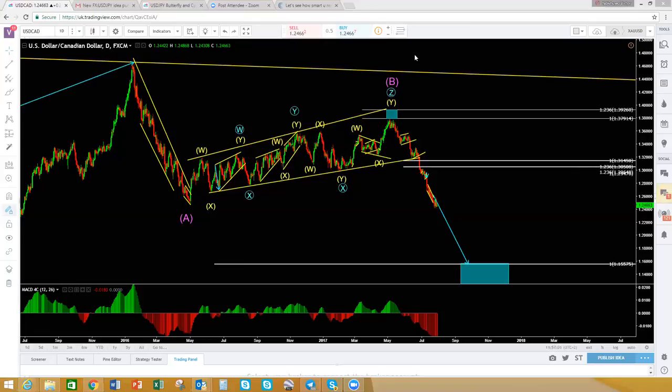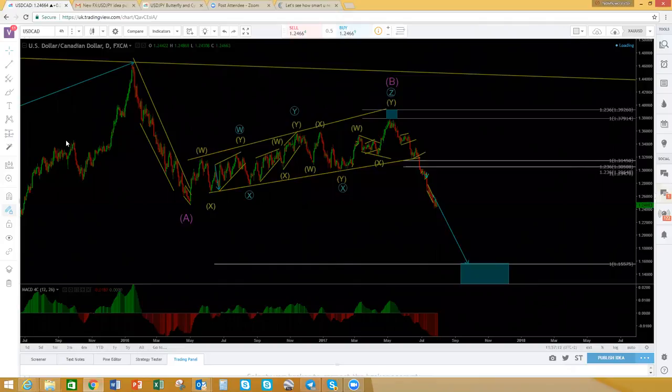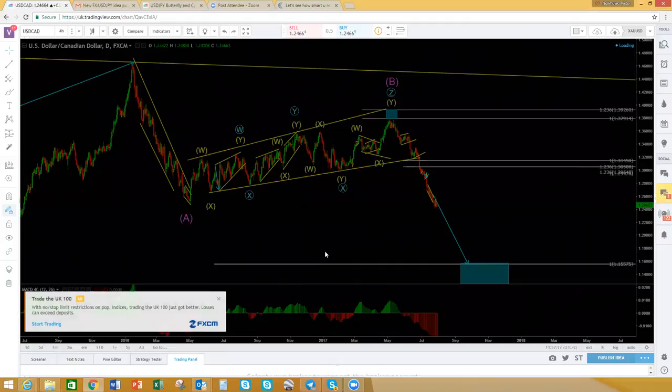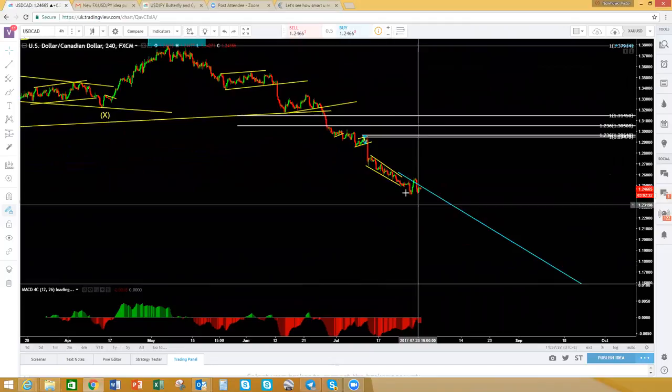So US dollar CAD, I do not have a trade here. I don't have a new trade. So just wait for a pullback. I'm just going to go to the 1 hour chart and see what you could do there. Just loading up the 1 hour chart. So the only thing you can do is just wait for the pullbacks.